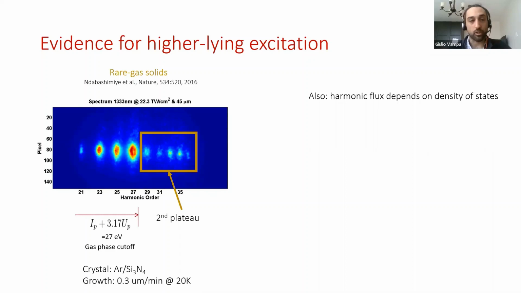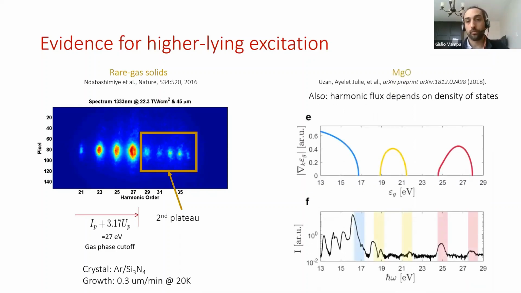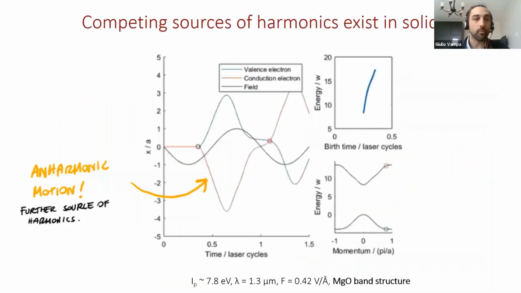solid argon, where they saw a first plateau and then a second plateau, and they said these harmonics are actually coming from a higher band. This was also observed more recently in magnesium oxide, where you would see these peaks at much higher energy than the first gap. So 17 eV would be the maximum gap between the first valence and the first conduction band of MgO, and then these are higher-lying conduction bands. You would see these harmonics here where the density of states is high, and that also shows that it depends clearly on the density of states.